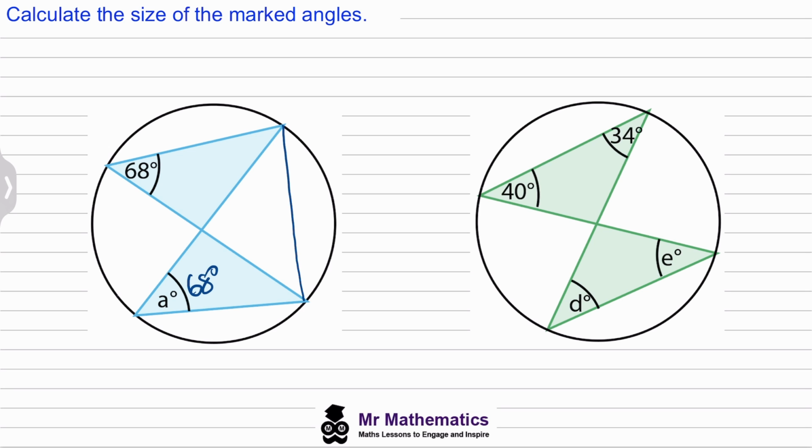Okay? For this question, we can draw a chord here, and then we'll have 2 segments, this segment and the major segment. So which angle do you think will be equal to this 34 degrees? So this will be angle E. And we can draw another chord. So now angle 40 and D are in the same segment. So D will also be 40 degrees.